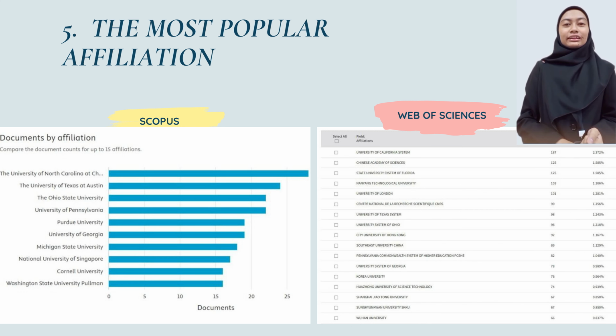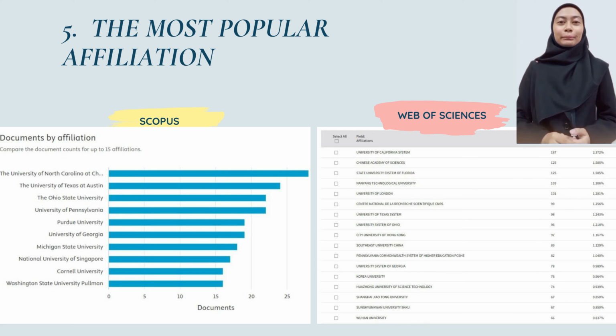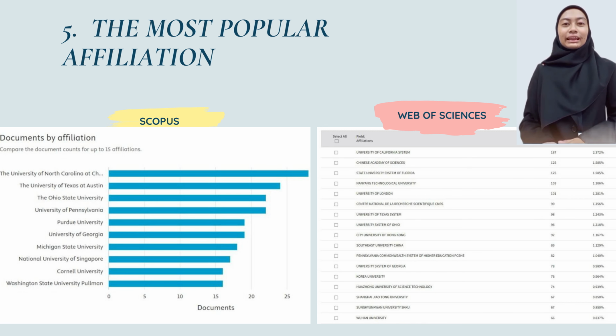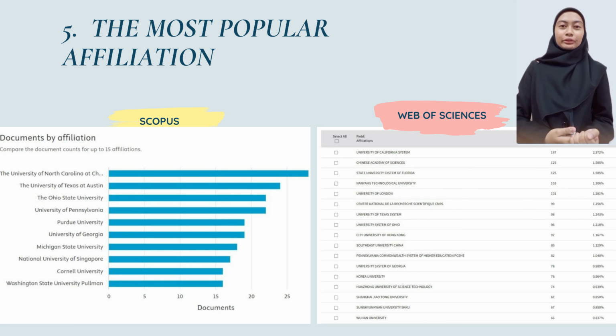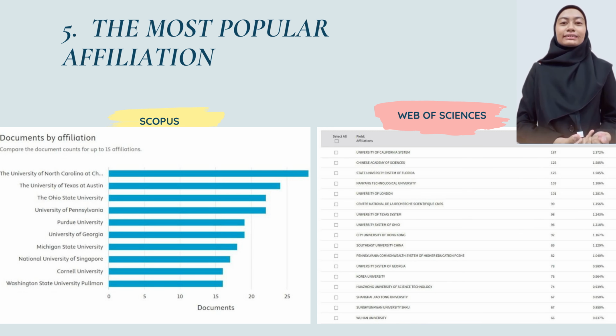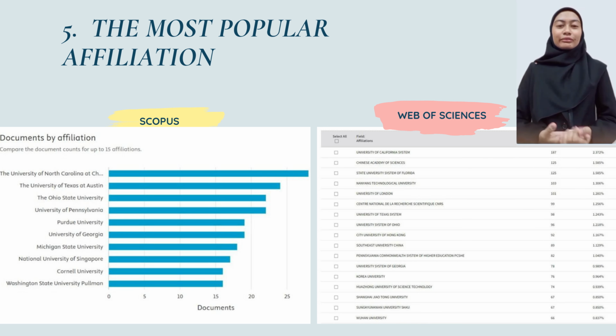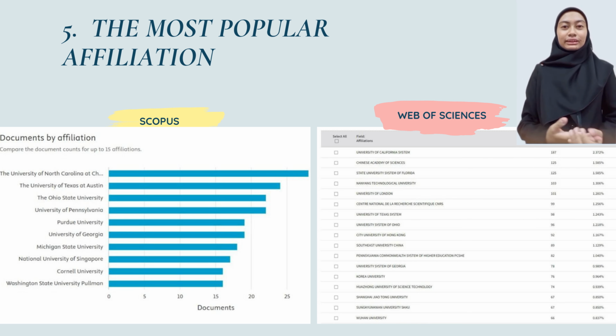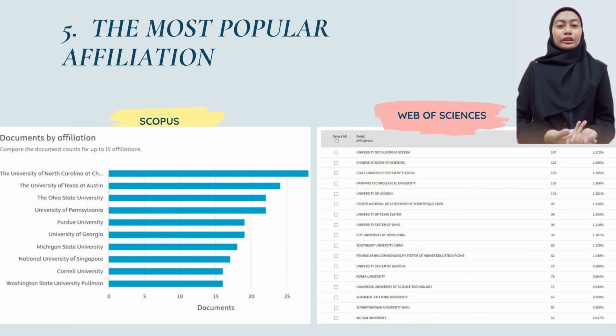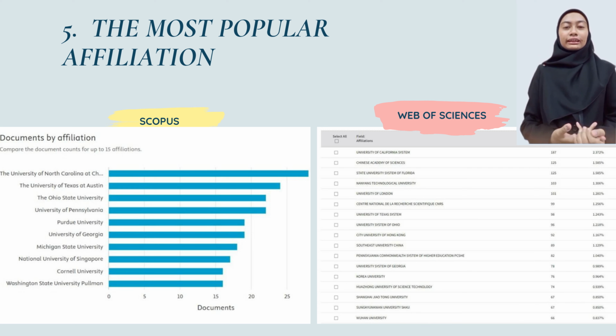As we can see, the University of North Carolina at Chapel Hill has the highest number of documents, more than 25. The second highest is the University of Texas at Austin, almost 25 documents. Furthermore, the Ohio State University and the University of Pennsylvania have the same amount, about more than 20. Not only that, Purdue University and the University of Georgia also have the same amount, about 19 documents.